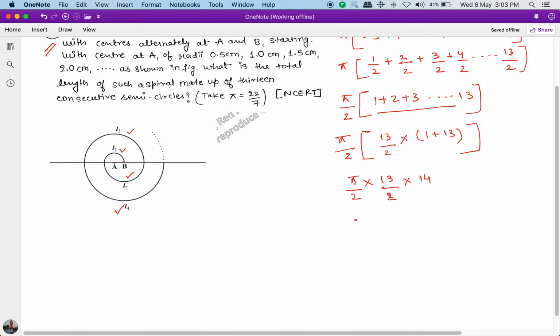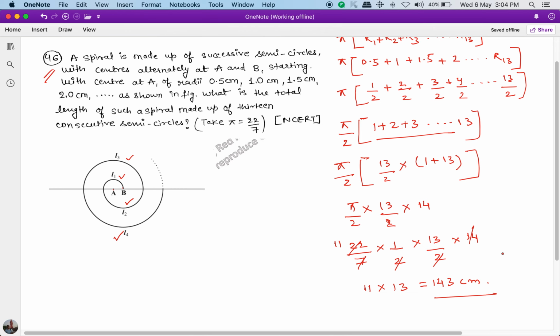I want to simplify this further, but before that I want to put the value of pi. So pi I'll put as 22 by 7, which is given in the question, and this is half into 13 by 2 into 14. So the 14 gets cancelled by 7 into 2, and 2 cancels 22 by 11. So the final answer is 11 into 13, which is equal to 143 centimeter. So the sum of the length of all the semicircles is 143 centimeter.